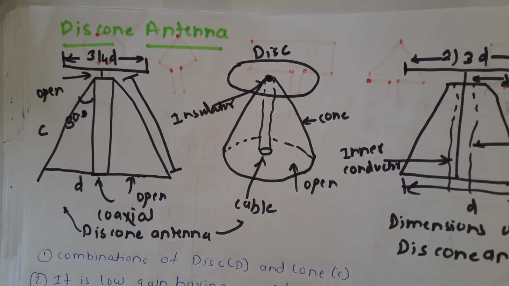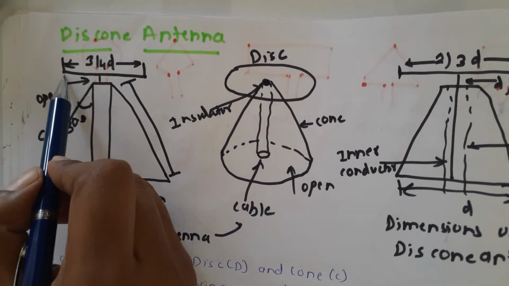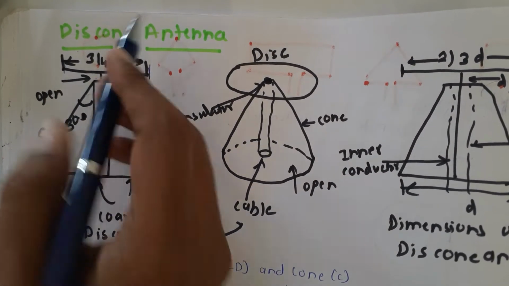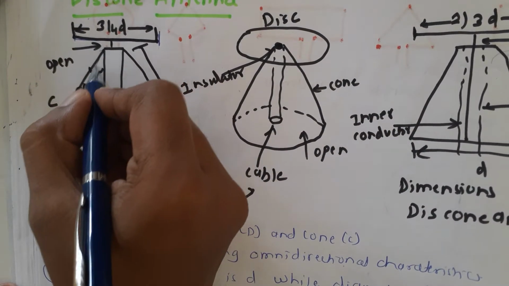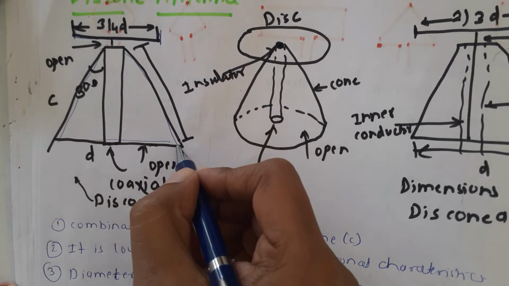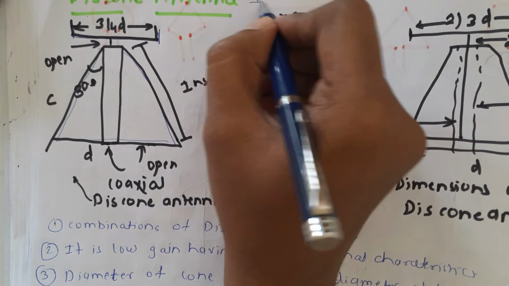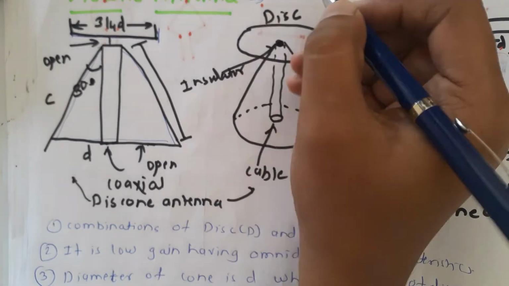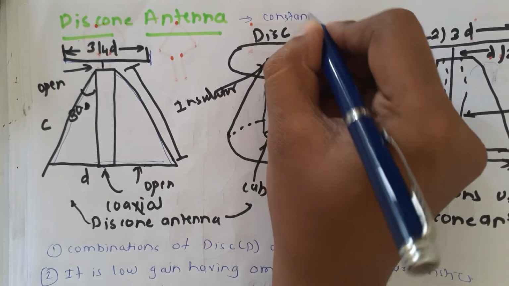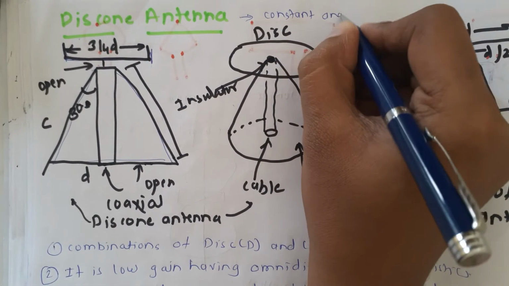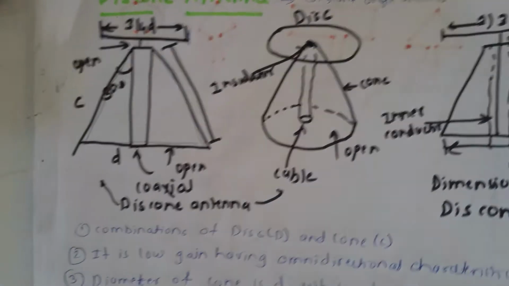Here, if you observe the disc cone antenna, this is a disc. This straight line will indicate the disc, and afterwards we have connected a cone. So this antenna is basically a constant angle antenna.